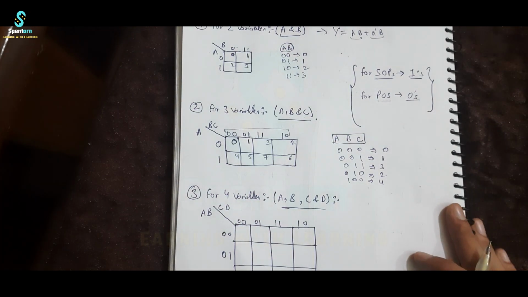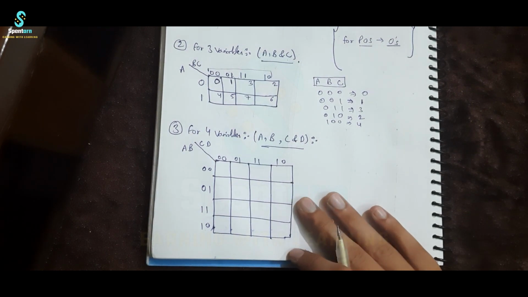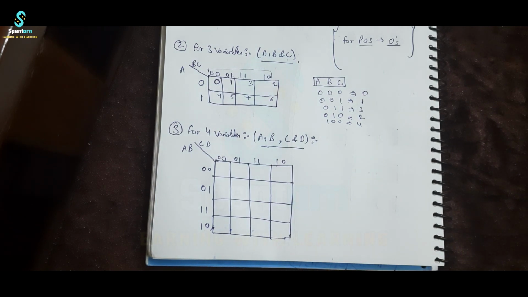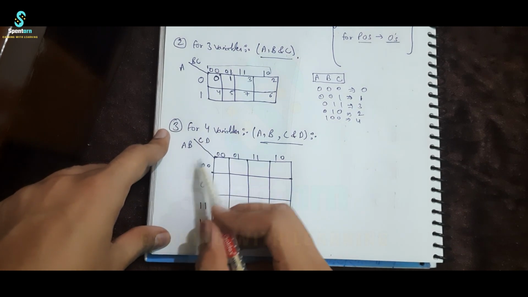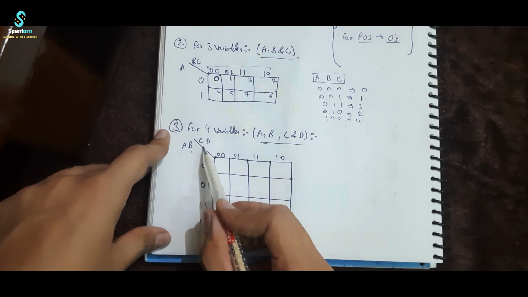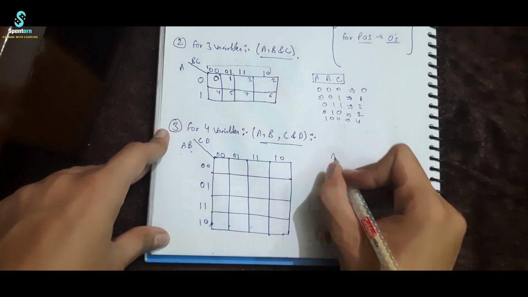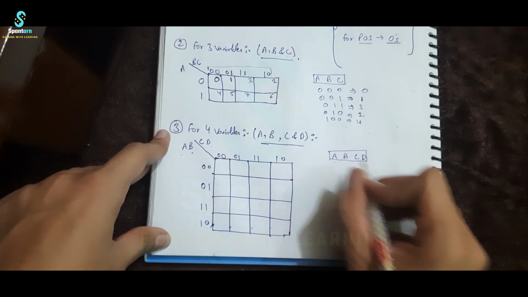Now moving to the 4 variable K-map, we will be doing the numericals on this expression generally, because this is generally asked in interviews, to solve the equation with 4 variables using the K-map. Now we have the 4 variables. I have written here A, B and C, D. So I have taken these groups. We will similarly write the cell values here.